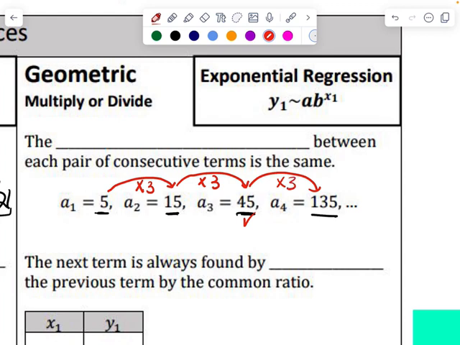So this time, instead of having a common difference, I have a common ratio, which is the letter r.